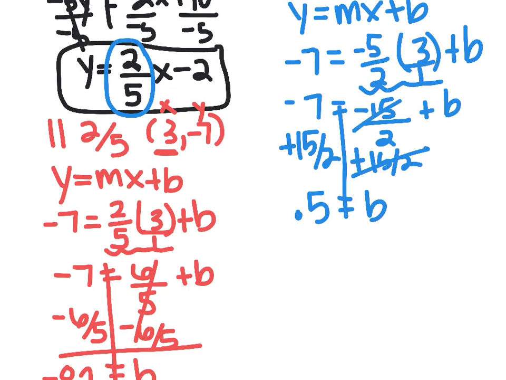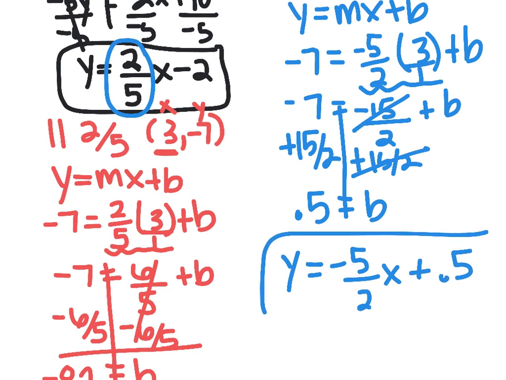Okay? So this means your equation would be y equals negative 5 over 2, because it's perpendicular, x plus 0.5. Negative 5 over 2 is the slope, 0.5 is the y-intercept. Okay, the blue equation is perpendicular to the black equation. The red equation is parallel to the black equation.